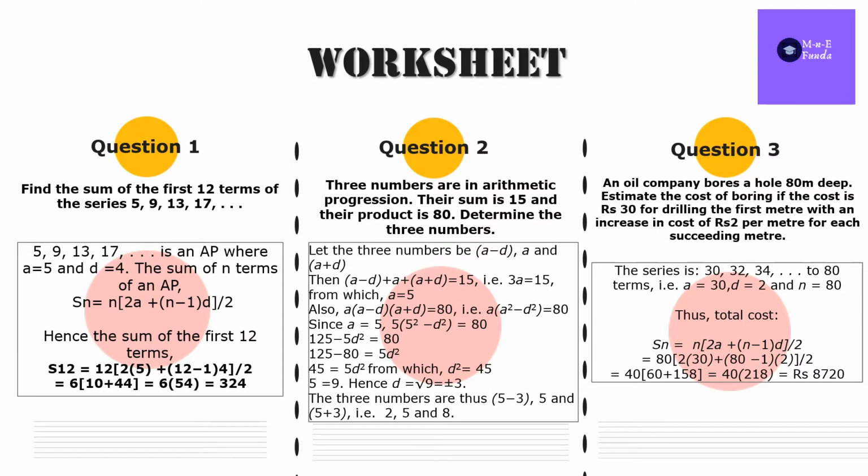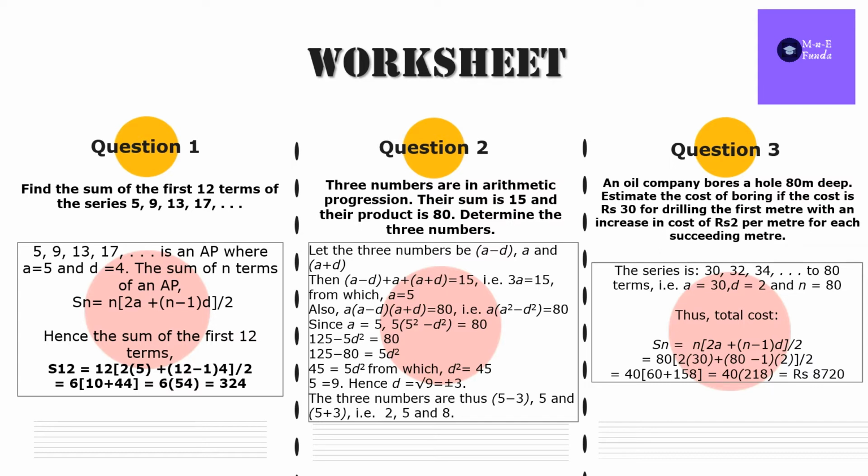Now we have to find n. Here n is given also, 12. So now we have to find out the sum of 12 terms. So put the value here, Sn equal to n by 2 into 2a plus n minus 1 into d. Substituting the values of a, d and n, we will get the result 324.